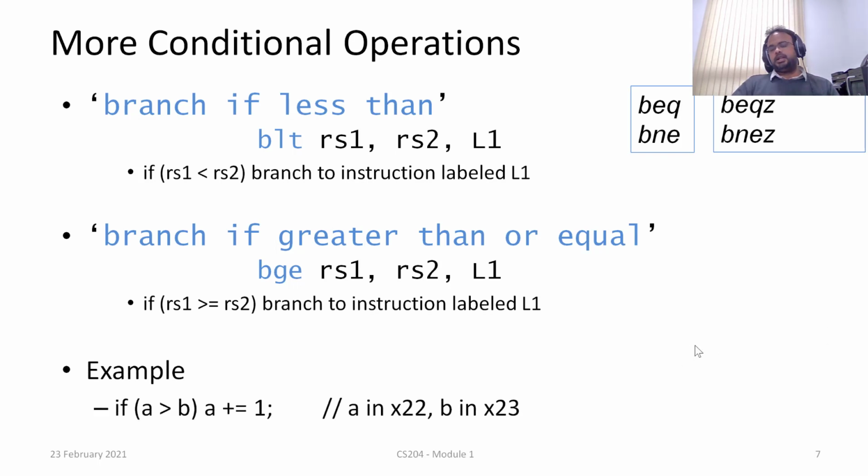Here is an example that I want you to try out. Try to generate the RISC-V code for this particular if statement. If A is greater than B, we want to increment A. Otherwise, we just want to fall through. Give it a try, and if you face any difficulty, we can discuss during the tutorial or the live session.